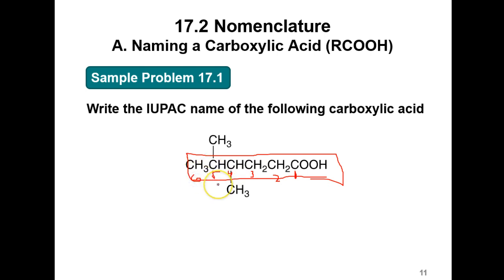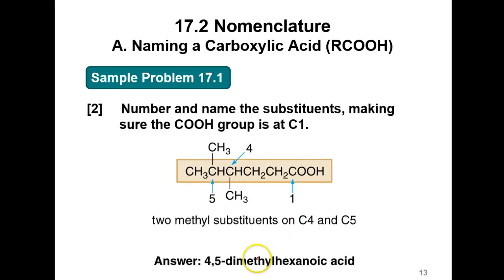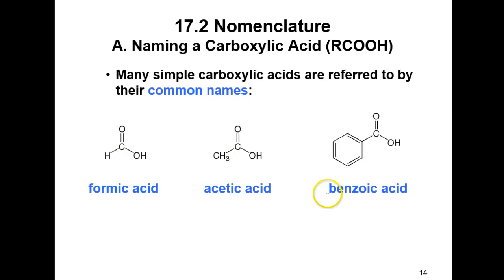Think about what the name would be in your head. It's 4,5-dimethyl hexanoic acid. Pretty straightforward. You don't have to put the 1. You don't have to say hexane-1-oic acid because carbon 1 is always the carboxylic acid.